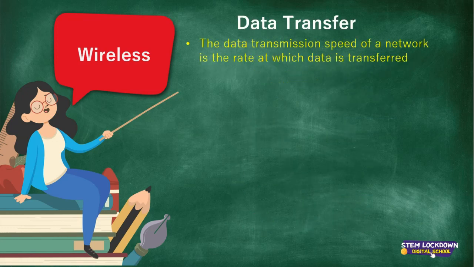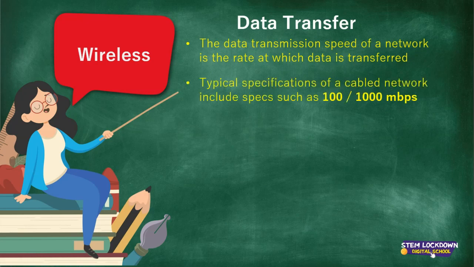Right, so the data transmission speed of a network is the rate at which data is transferred. We have spoken about that. And the typical specifications of a cable network include specs such as 100/1000. So when you are buying a router, for example, or when you're buying cables, they will tell you, you should look out for such specifications, right?